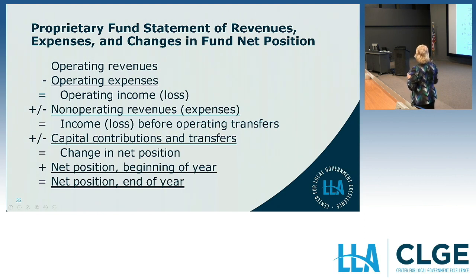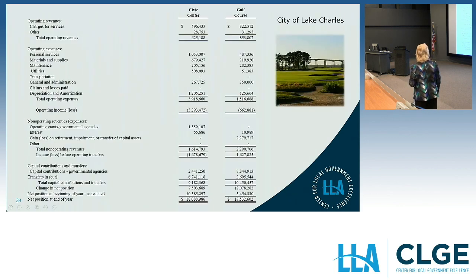And so then we get to that change in net position, we add beginning to get ending. As with the other one, the ending net position on your income statement of net position, revenues, expenses, needs to be the same as the total of your net position on your balance sheet. All right, so let's take a look at Lake Charles. Here we go. They've got a civic center and an enterprise fund too, just like Kenner, okay? And so here's their income statement for that.